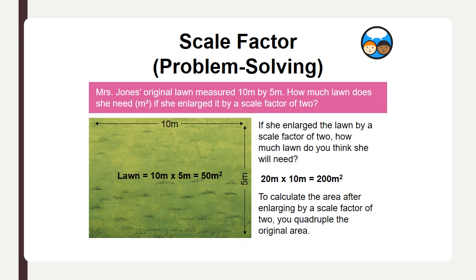So to calculate the area after enlarging by a scale factor of 2, a simpler way of doing it is to just quadruple the original area. So that's the times by 4. But don't worry if that bit was a bit tricky. You could just simply work out that she's done a scale factor of 2, so the 10 becomes 20, the 5 becomes 10, and then multiply them together.